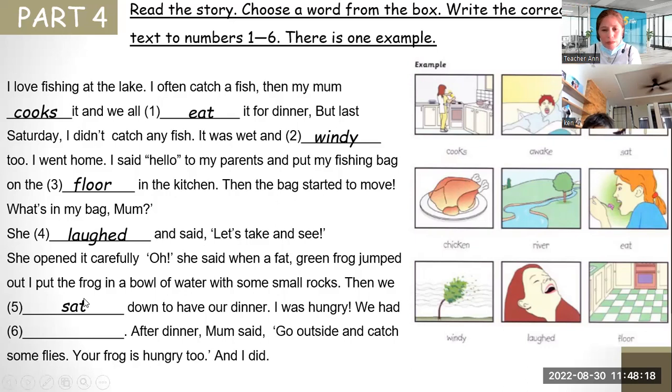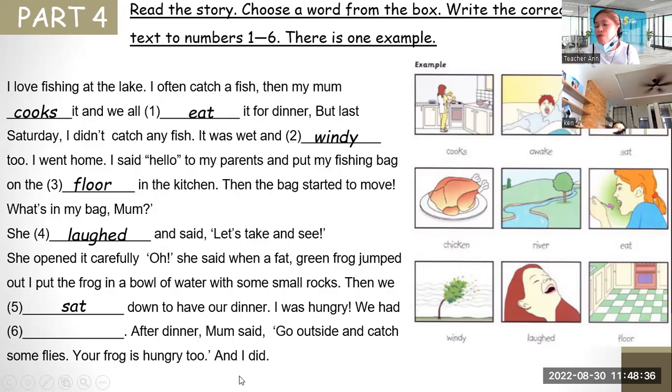sat down to have our dinner. I was hungry. We had chicken. After dinner, mom said, go outside and catch some fish. Your frog is hungry too. And I did.